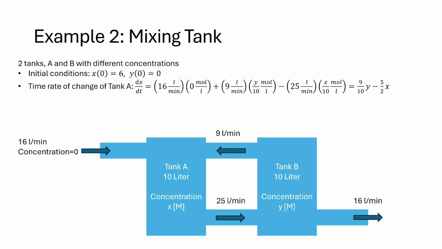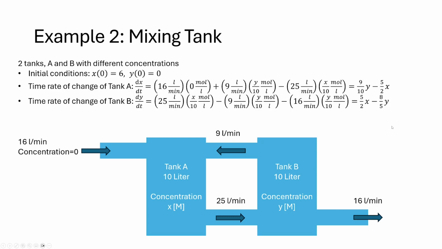So let's find the time rate of change of the concentration of tank A. We can say dx/dt is the rates in minus the rates out. That's 16 liters per minute times 0 moles per liter, this inflow here, and that's just going to equal 0. Also coming in is 9 liters per minute of concentration from tank B, which is Y over 10 moles per liter. And then leaving tank A is 25 liters per minute times X over 10 moles per liter, going into tank B. And so we end up getting that dx/dt is 9/10 y minus 5/2 x.